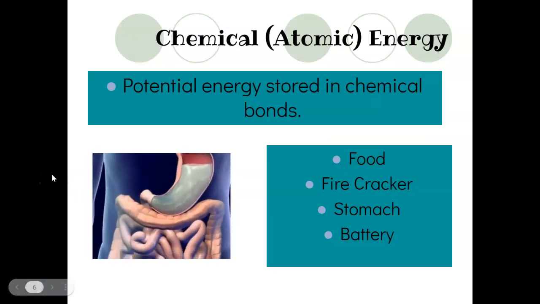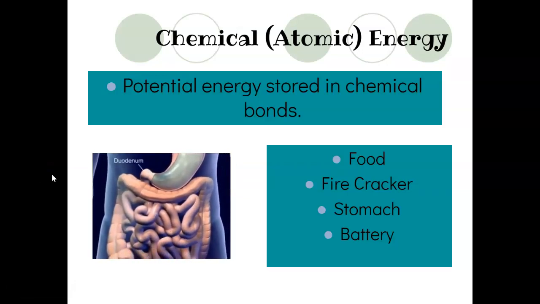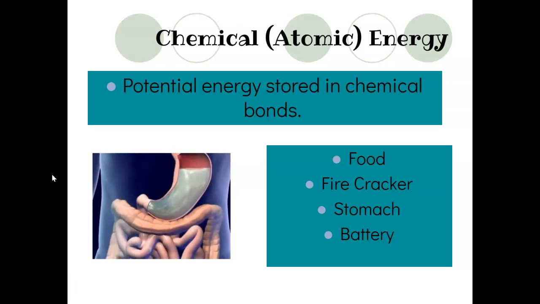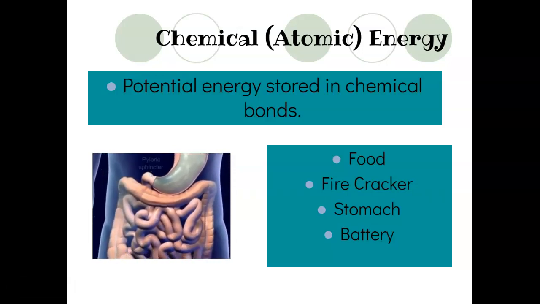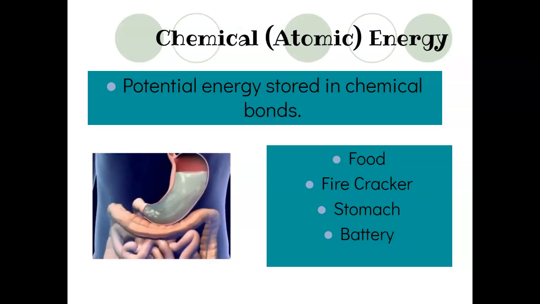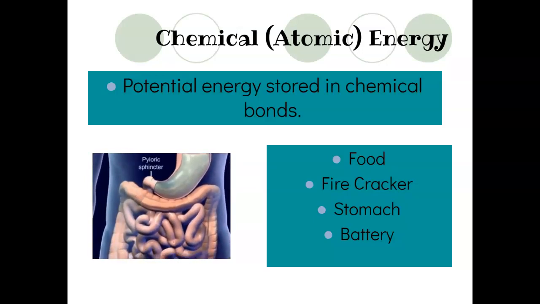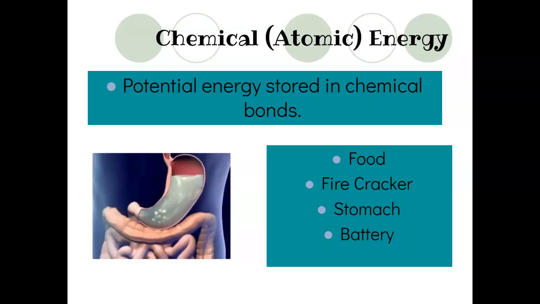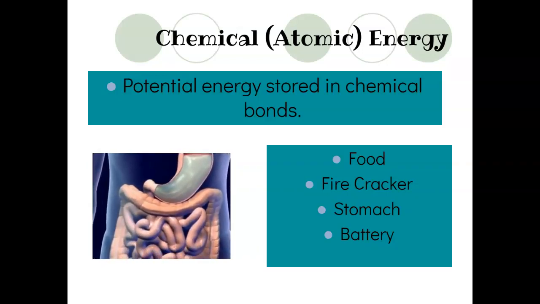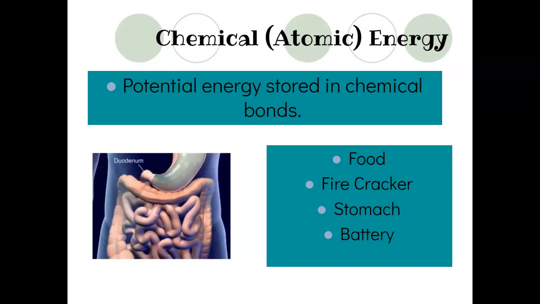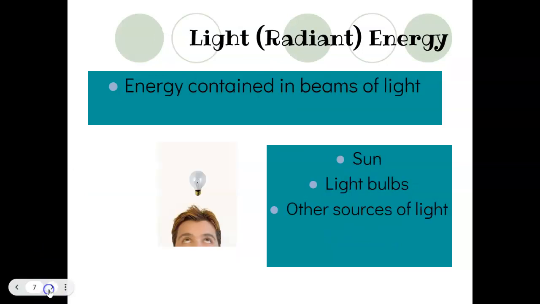Chemical or atomic energy is potential energy stored in chemical bonds. Examples of this would be food, firecrackers, your stomach acid breaking down energy, and also a battery. The reason that these are chemical energies is that they have energy stored in the bonds. For example with food, when we eat it, there is energy that we can extract from that food, right? So it does store that energy in its bonds. We can then, through the process of digestion, break down that energy and absorb it. And of course there is a biological process that we should all remember from biology to do that.